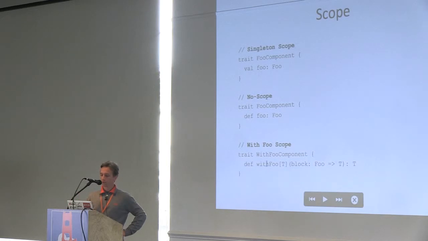Because it's with foo, we then have a with foo whatever. In this case, it's a method, and it takes a call by name. So it takes a block of code, which takes foo to something else. We can use that to control that foo. We can create it and destroy it at the end of this code block, and we're controlling the scope of that foo. So that's one way of doing a restricted scope.